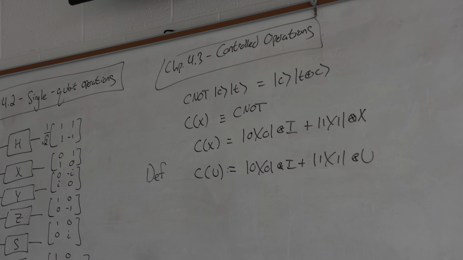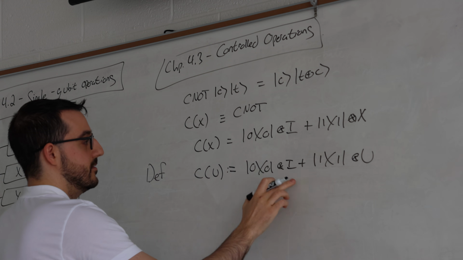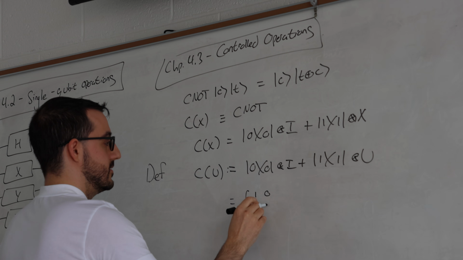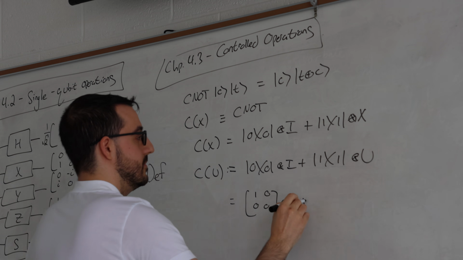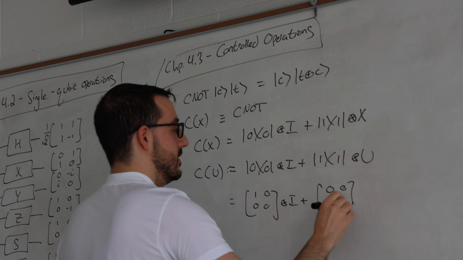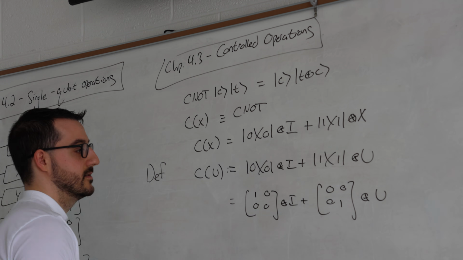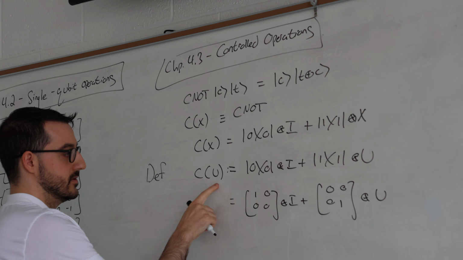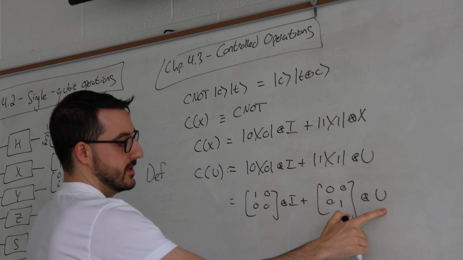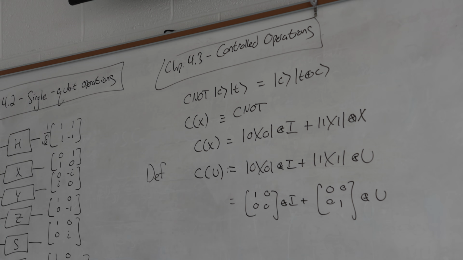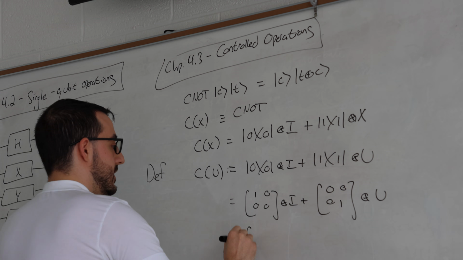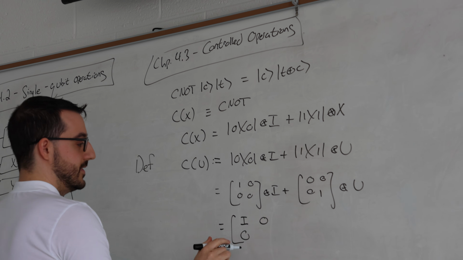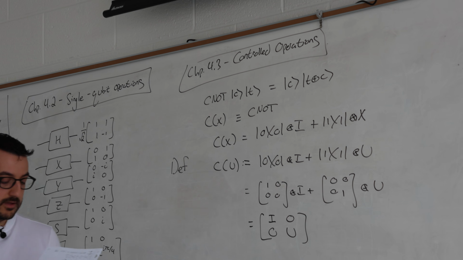And I didn't write it down last time, but you can see what these projectors onto the 0 and 1 state are. So this would be the matrix [1, 0; 0, 0] tensor identity, plus [0, 0; 0, 1] tensor the gate U. And so you'll see I get one copy of the identity in the upper left block of the controlled U operation, and then one copy of whatever the single qubit unitary U is in the lower right block. So as a block matrix, you can always write this as identity, 0, the 2 by 2 matrix 0, same thing here, and then the single qubit unitary U.